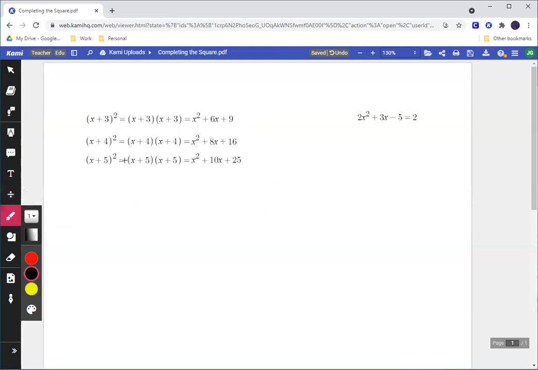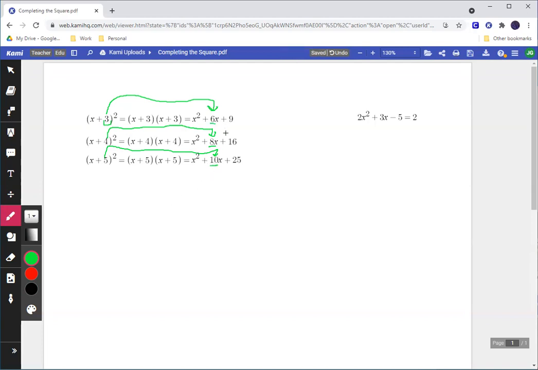However, the reason I did three examples is because there are certain patterns that are going to help us when we complete the square. So the first pattern is that the number in the binomial is added to itself. You can think of it as being doubled. So 3 plus 3, and that's the 6. And that pattern repeats for each one of these square binomials. So 4 plus 4 is 8, 5 plus 5 is 10.